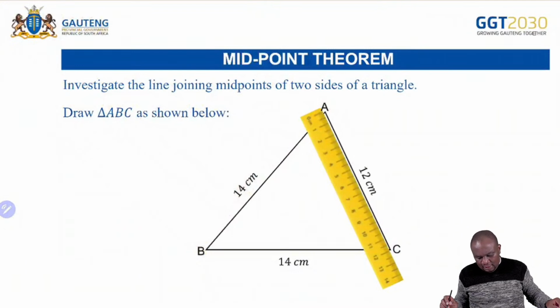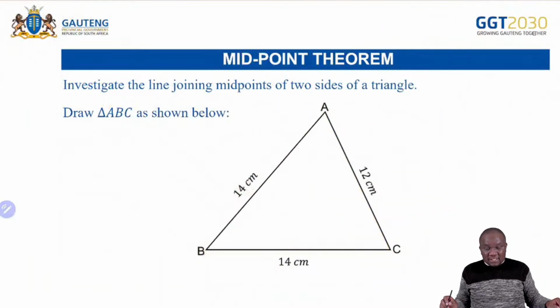Okay, right, you see it's 12 centimeters. Let's write 12 centimeters AC. We're doing this investigation so that when I tell you that the line segment joining the midpoints of two sides of a triangle is this, you see, yes, it is, because I saw it. It's very important that we do this investigation.